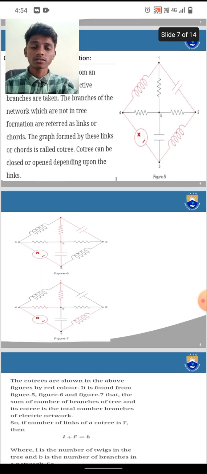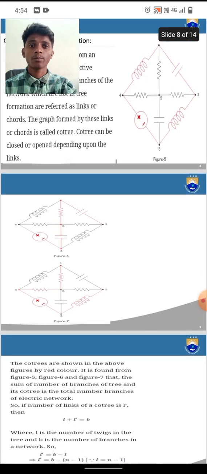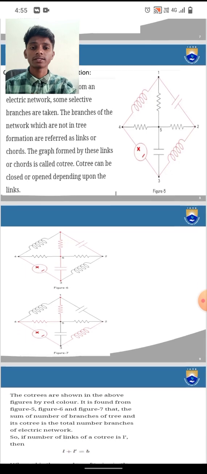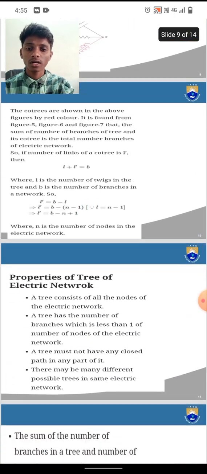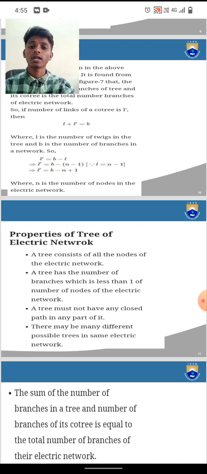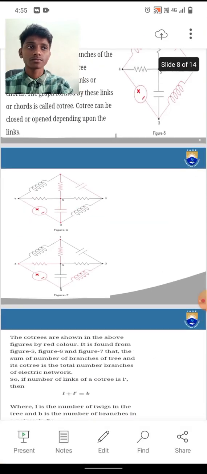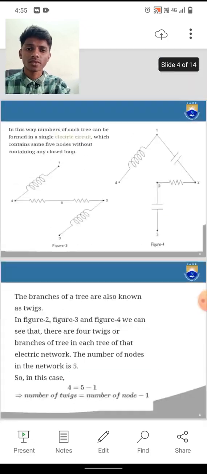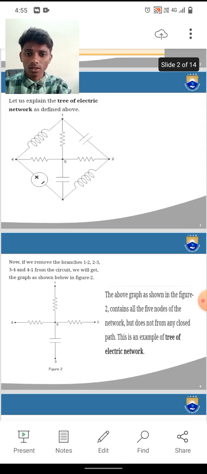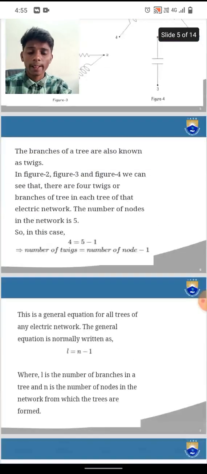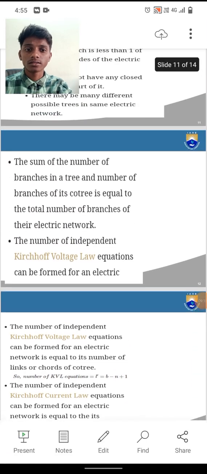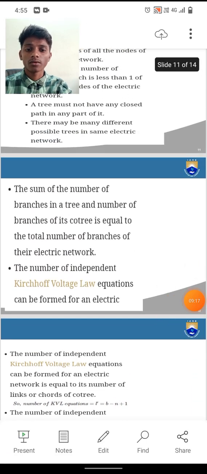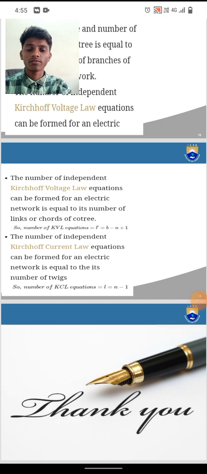Red color marks are between the black color lines, and the tree and equations. These are the properties of tree electrical networks. And the above equations are the tree and co-tree equations. Thank you.